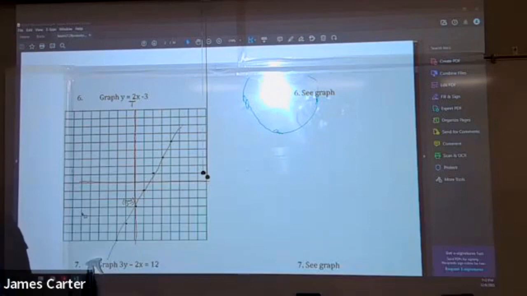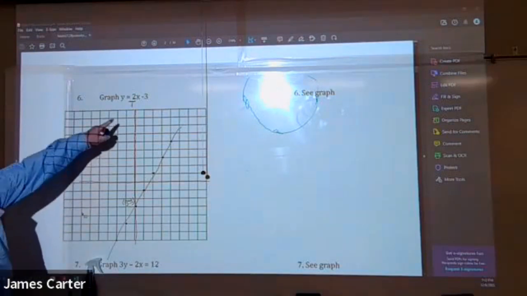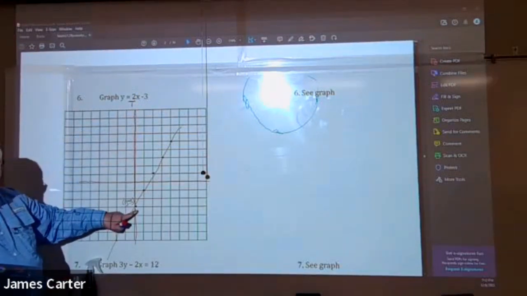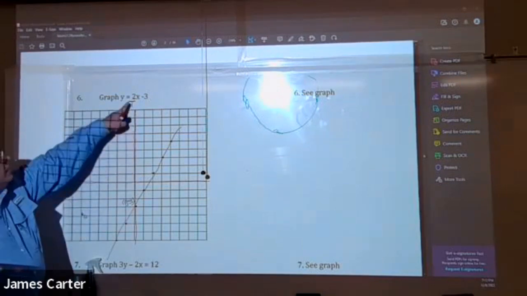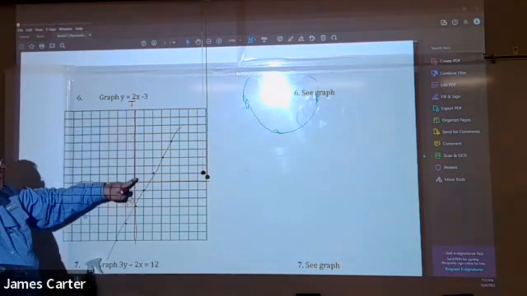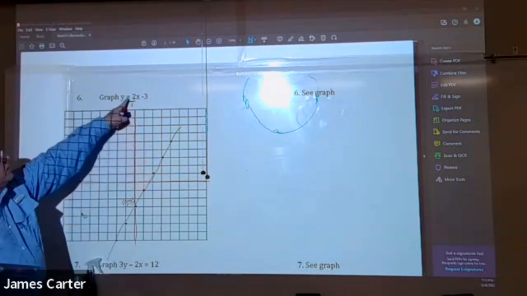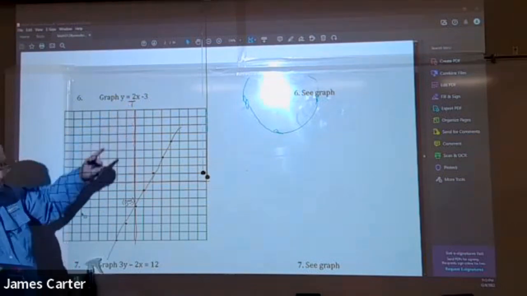Questions? So what did we do? We took the y-intercept as our anchor point. And then our slope tells us up 2 over 1, up 2 over 1, because this is rise over run.